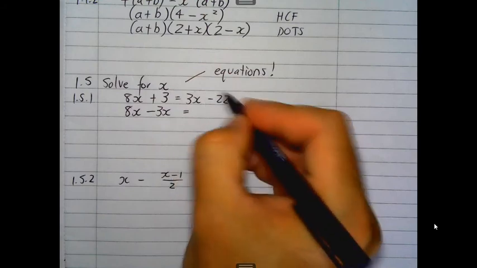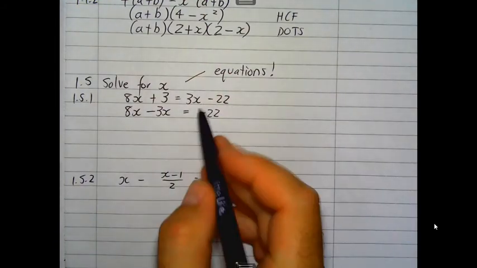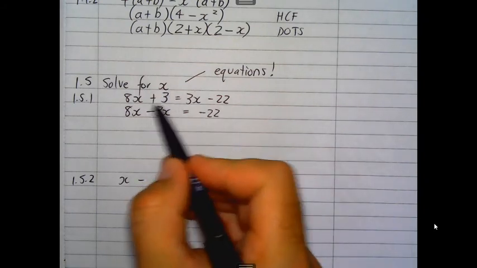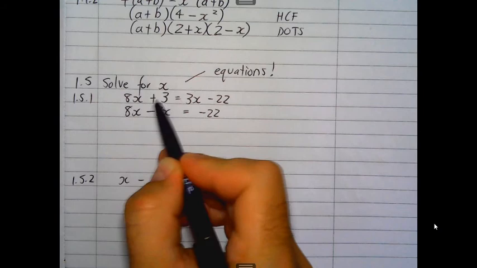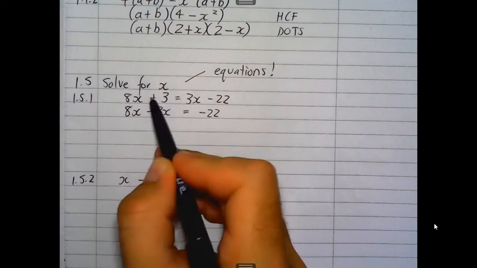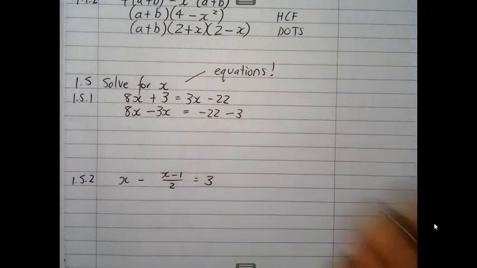What is on the right-hand side in terms of constants? Negative 22 is currently there. But I want this 3 to join it. So in order to get rid of this 3 on the left-hand side, I would minus it away. But if I minus 3 away from the left, I must also minus 3 away on the right.